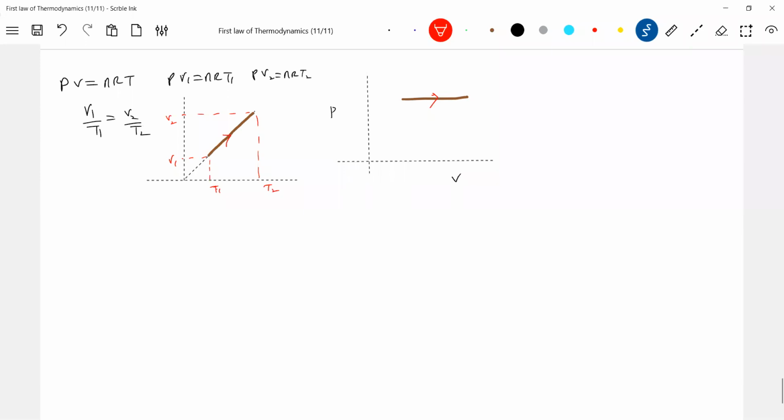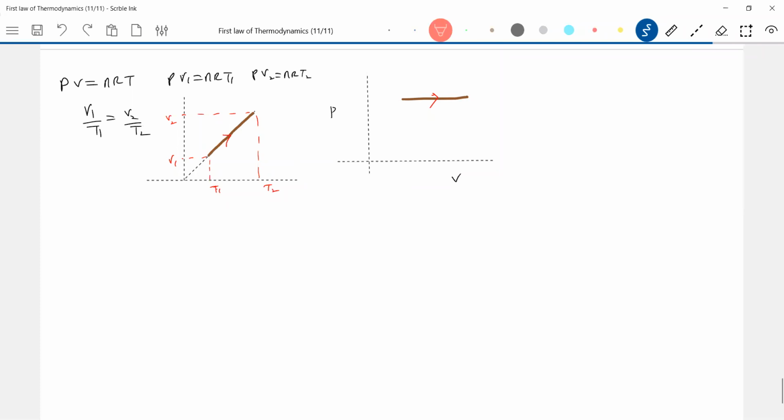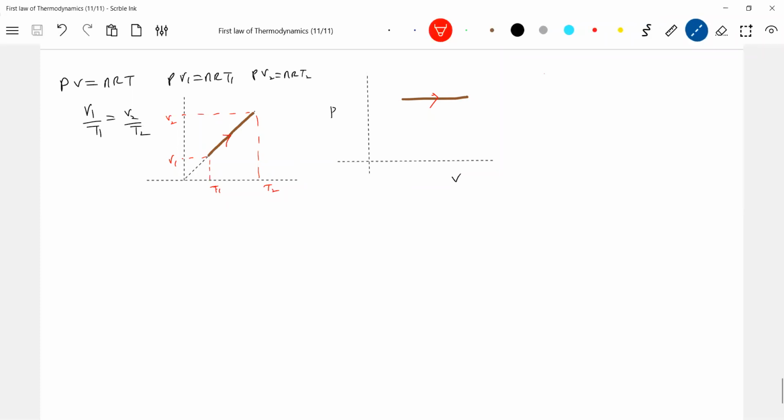Okay, this is about the volume versus temperature, pressure versus volume, temperature versus pressure graph. Vertical line. It should be a vertical line. Then definitely it should be an isobaric process. Pressure constant, isobaric, that's all here.